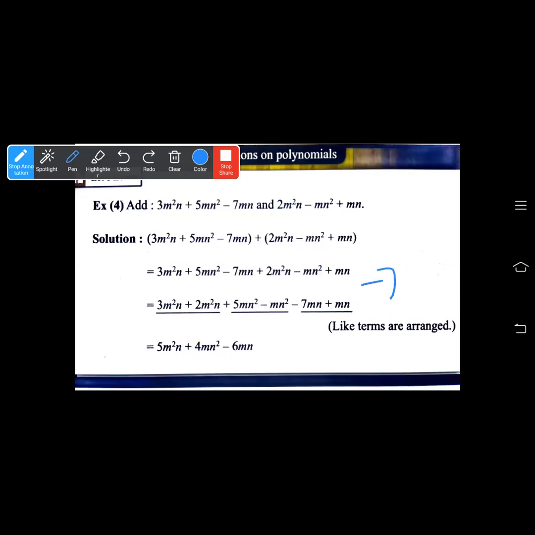Then minus 7 plus 1 is there. That means minus 6. So minus 6 into mn. Fine. So this is your final answer, and this is the result of your addition of these two trinomials.